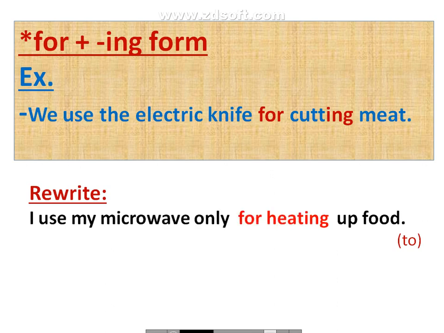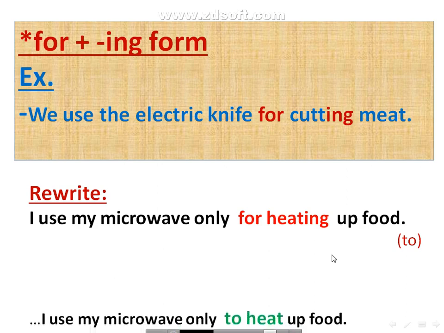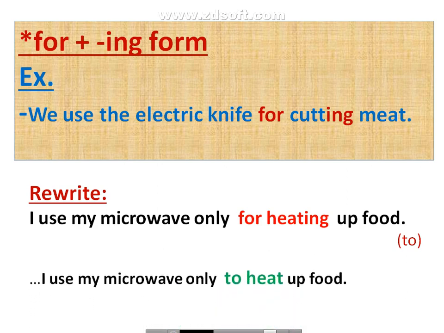Okay, now rewrite the following sentences using the word between brackets. I use my microwave only for heating up food. We want to use to in this sentence. I'll give you the opportunity to answer this question. Yes, great job my dear. That's right. We put to instead of for. But after to we use the base form, so it will be: I use my microwave only to heat up food, not to heating.